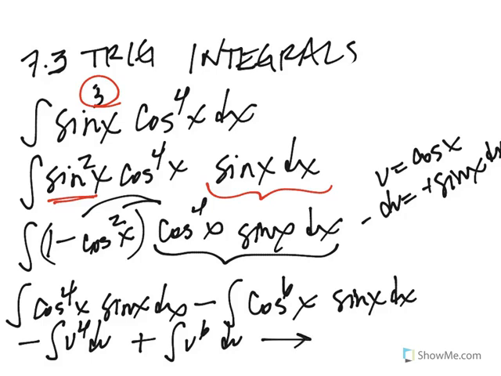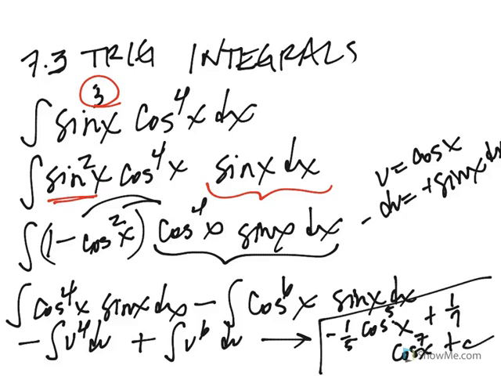And the rest, of course, is history. Substituting the u back in, that's negative 1/5 cosine of x to the fifth plus 1/7 cosine of x to the seventh plus c. Perfect.